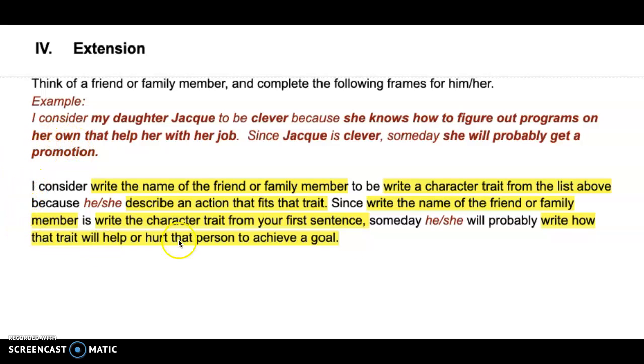All right, so you go ahead and complete that for a friend or family member, and then turn in the assignment. And then you will have demonstrated your understanding of how to give evidence and analyze a character trait. Good job!